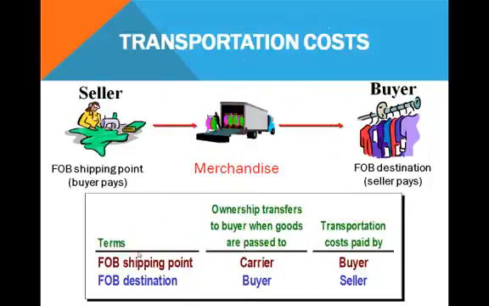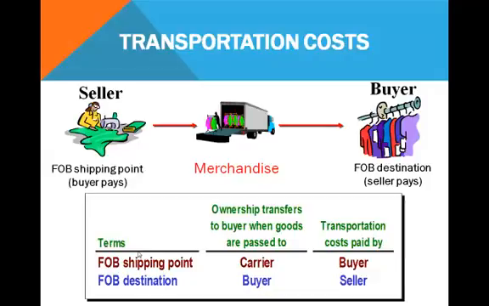Transportation costs are sometimes included in the cost of merchandise inventory. For example, when buyers pay transportation costs to get merchandise inventory to them, the transportation costs are included in the merchandise inventory cost. FOB terms designate when title passes and who pays the transportation cost. FOB stands for free on board.